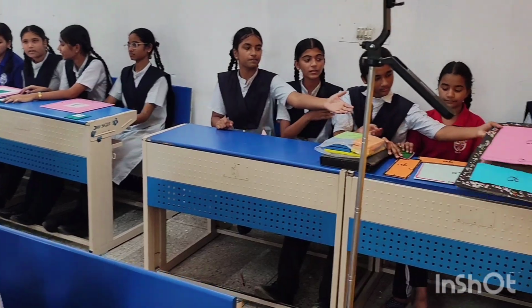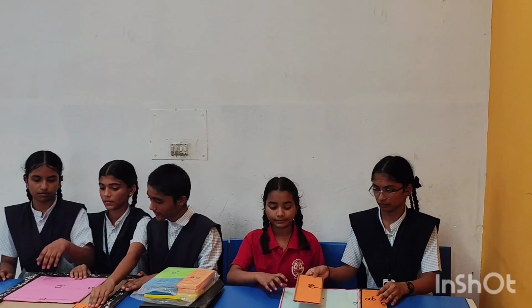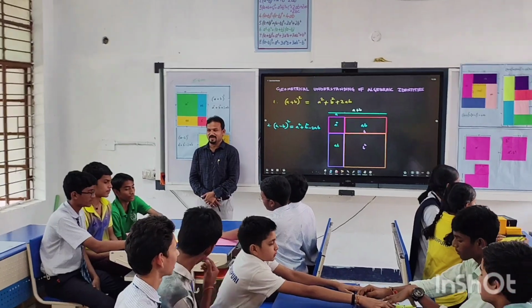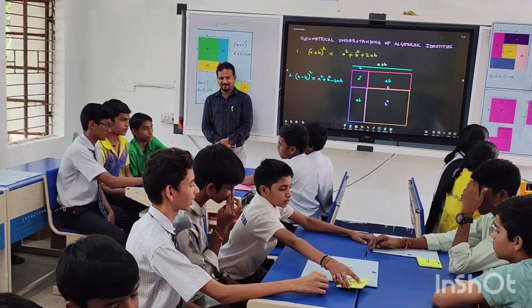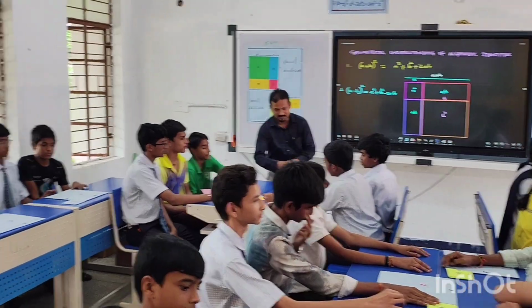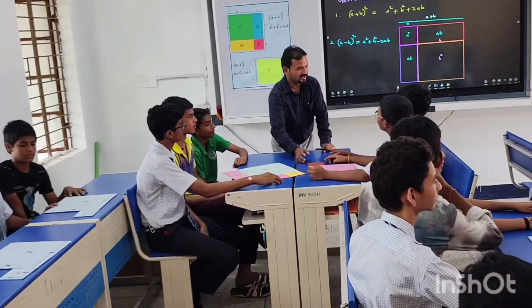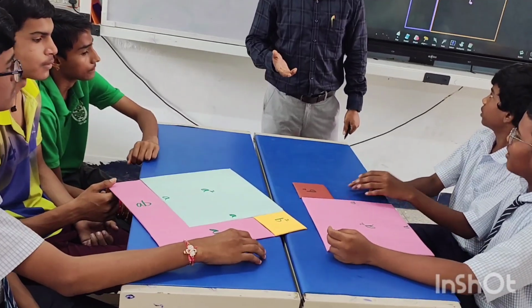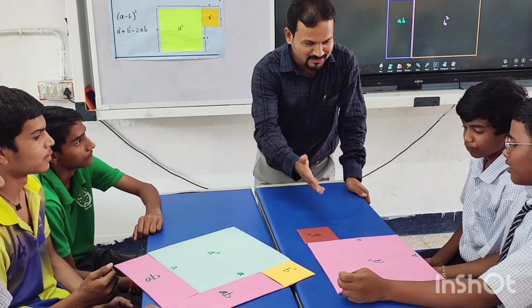(a minus b) whole square. We have a square. I will show this one. You do it yourself. a square plus b square minus 2ab. a square plus b square. All right. Then minus 2ab. How are you going to do minus 2ab here?